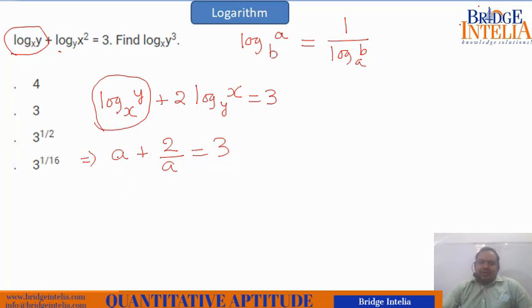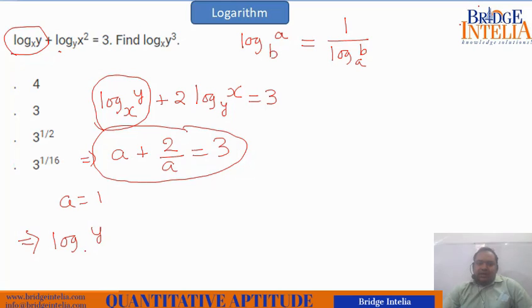Now if you see carefully, a is equal to 1 satisfies this equation. So what does this mean? It means log y to the base x is equal to 1. Log x to the base y is equal to 1. So it becomes very simple. What does this mean? It means that x to the power 1 is equal to y, or in fact x is equal to y.